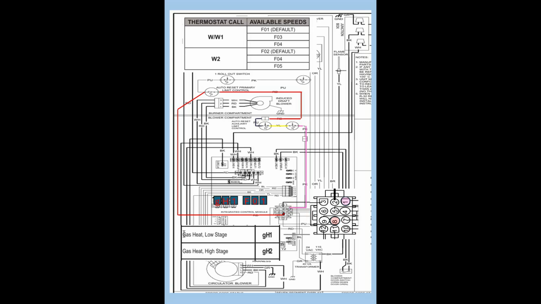And the 7-segment LED board will alternate between GH1, first stage heat, and FO1, default first stage heat airflow speed. There are options to change the heating speed and or make the furnace fire on high fire at all times. Just like there are options to make it run different times in single stage, first stage, so that you get better air mixing and all that.